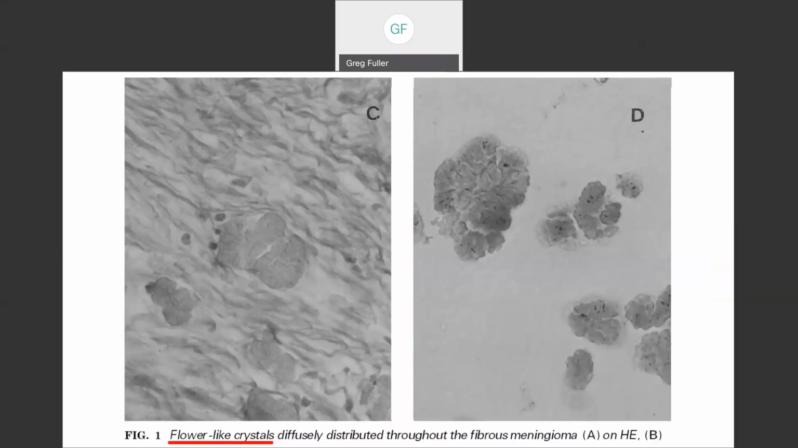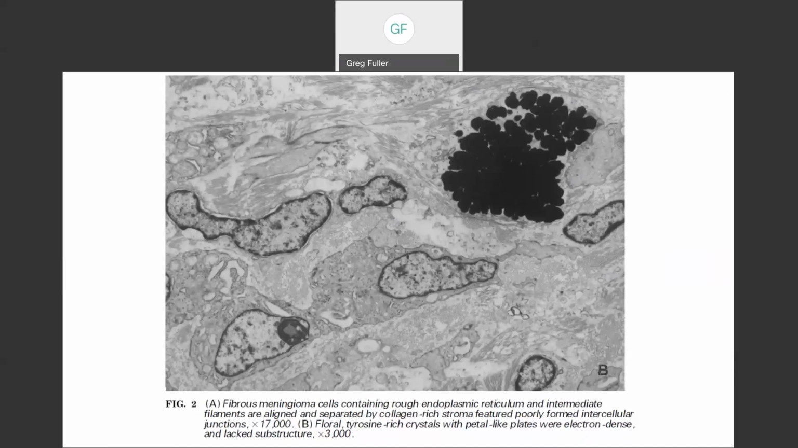Again, black and white, but you can see these gorgeous high-power views of the crystals. And of course, this is Bernd Scheitauer. Dr. Scheitauer was big on ultrastructure, electron microscopy. This is what they look like, all right? And let's look at his description. Floral, that means flower. Floral tyrosine-rich crystals with petal-like plates. Well, if you're going to call them floral, then you have to make them have petals, et cetera.